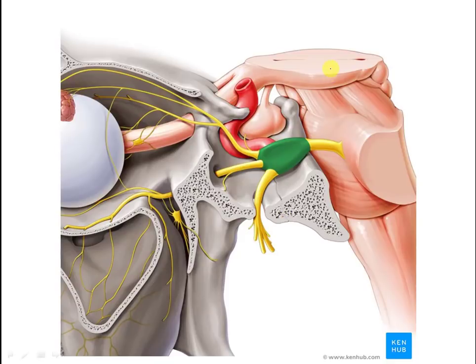In side view, here is the brainstem: medulla oblongata, pons, and midbrain. As you can see here, the trigeminal nerve emerges from the pons. It forms this large ganglion, the trigeminal ganglion. Then it divides into the ophthalmic, passing through the superior orbital fissure, the maxillary passing through rotundum, and the mandibular passing through ovale.